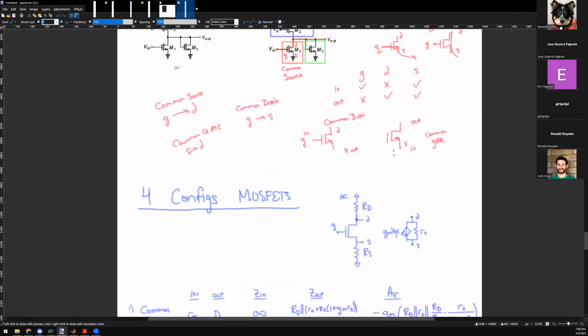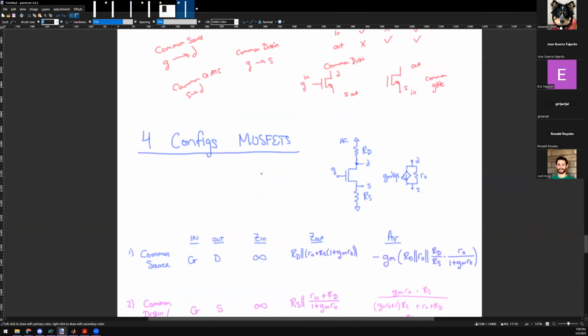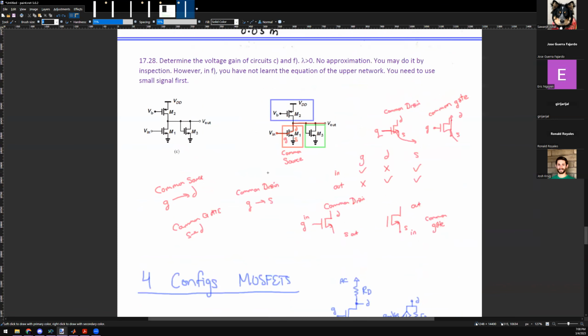Okay, these are the rules of the game. You can see the gate can only be input. The drain can only be output. The source is a jack and could be either one. Do you guys have any questions about the three types of topologies? Or can we move forward? Can move forward. All right, perfect.